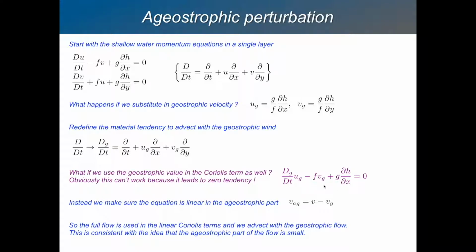Well, then you get this equation, dg by dt of ug minus fvg plus pressure gradient force is equal to 0. So what's wrong with that? It's pretty obvious that's not going to get us anywhere, because this is geostrophic balance, which means that these two terms, by definition, will cancel and your tendency will be 0. So all we've done is recreate geostrophic balance, which is obviously what was going to happen because we set out by assuming geostrophic balance. So we have to back off a bit from that position if we're going to find something useful.